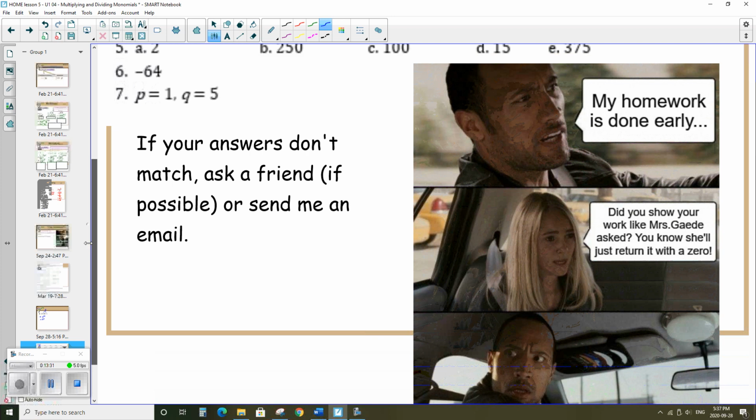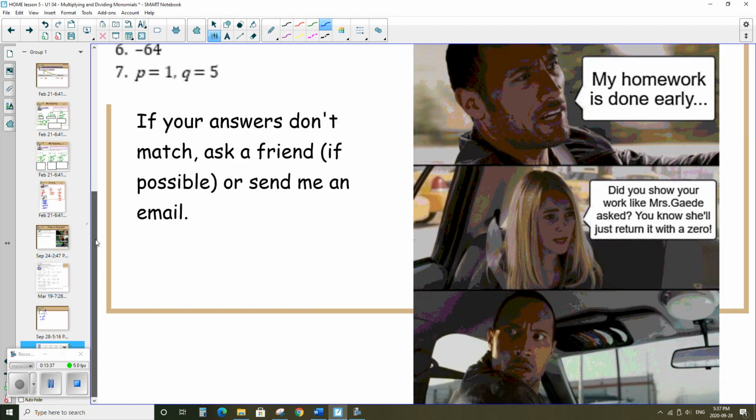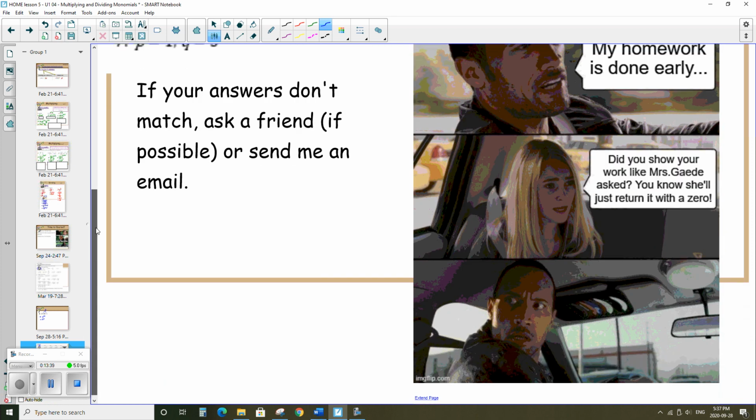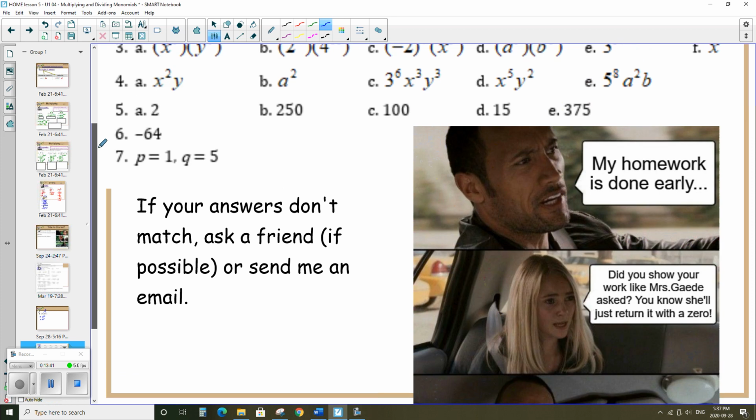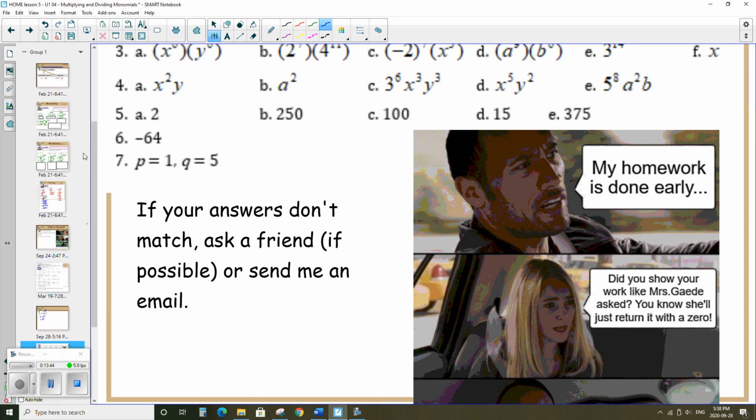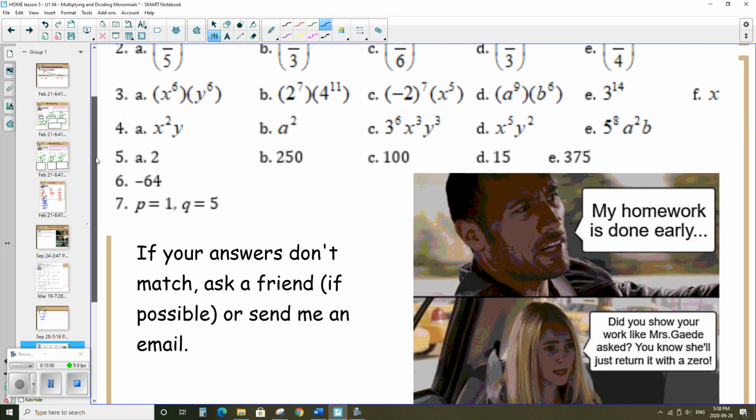And if your answers don't match, ask a friend in the class, or if that's not possible, send me an email and I will try to help you out. Or you can ask me in class, even during study hall. Even if you're not with me during study hall, just ask the teacher that's with you that you need to see me for a little bit of help, and then I'll just come to your classroom during that time. All right, good luck with your work.